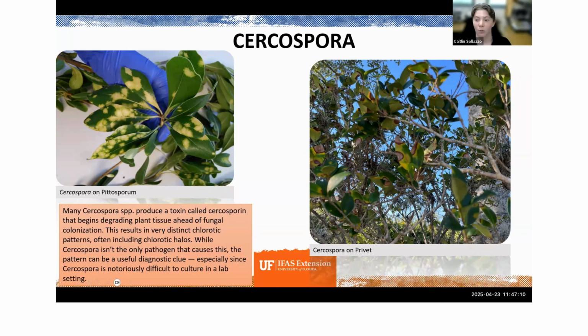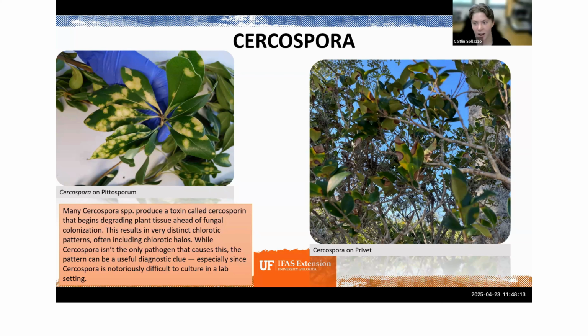Here's a cool example from Pittosporum. Again, it causes this intense necrosis. And in this case, you don't even see any necrosis, which was weird. So the point is, not all Cercosporas do this. Some of them don't have that chlorotic halo. Also, Cercospora is not the only one that causes these types of symptoms, but it's really common, especially on woodies, so it's a good way to get closer to an identification without actually knowing. Also, Cercospora is really hard to culture in your lab.